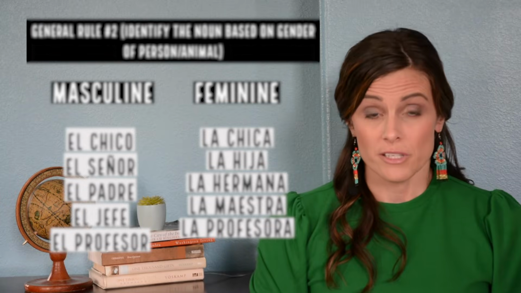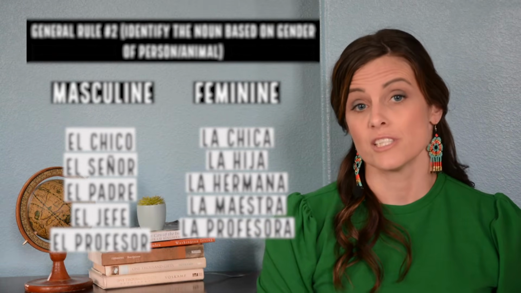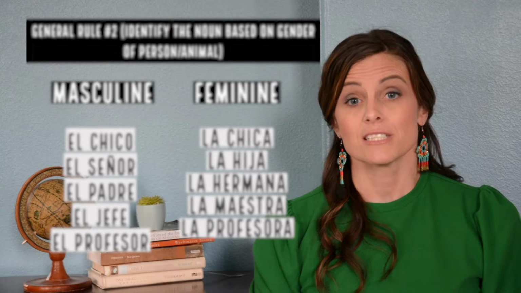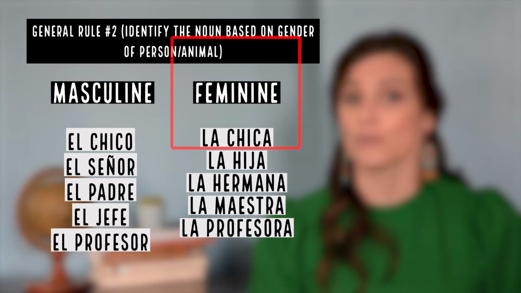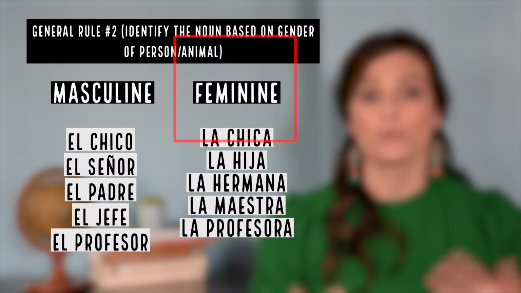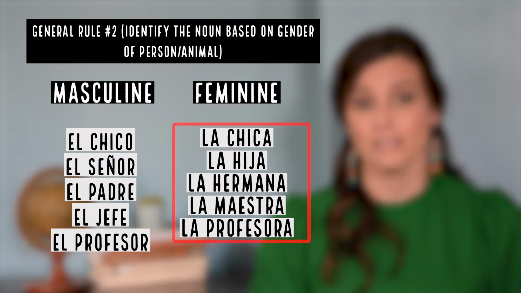So continuing with the general rule número dos, where we identify the noun based on the gender of the person or animal, let's look at el femenino. So for feminine, if we're talking about a girl or a woman, the word will most likely end in an A. Here are some examples: la chica, la hija, la hermana, la maestra, la profesora.